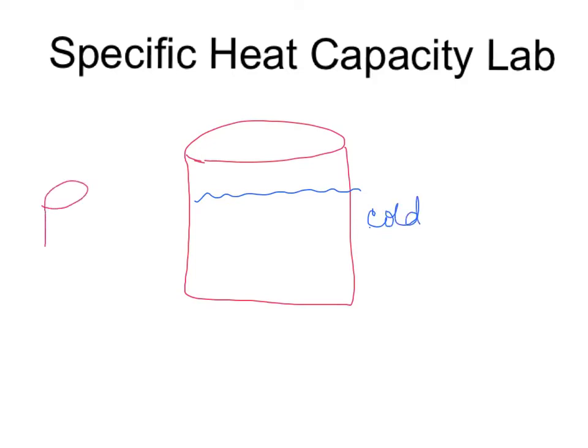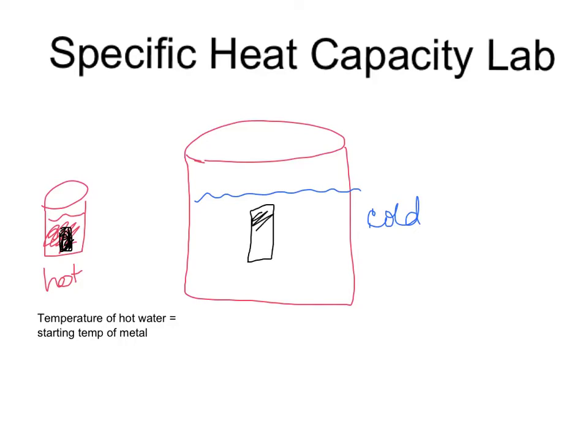In a separate beaker, we're going to have some boiling water, and inside that there's going to be some chunks of metal. The chunk of metal is going to come into thermal equilibrium with the hot water, so the temperature of the water here is going to be the same as the starting temperature of the metal. Basically, we're going to take that hot piece of metal and plop it into our cold water. What we're trying to find out is the specific heat capacity of the metal.